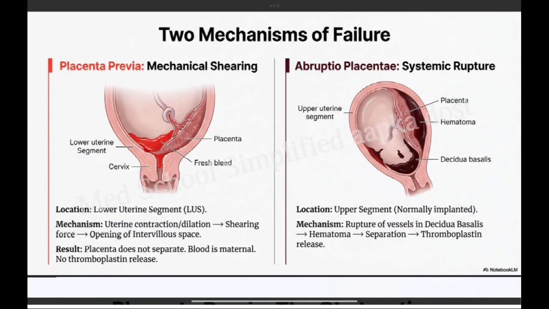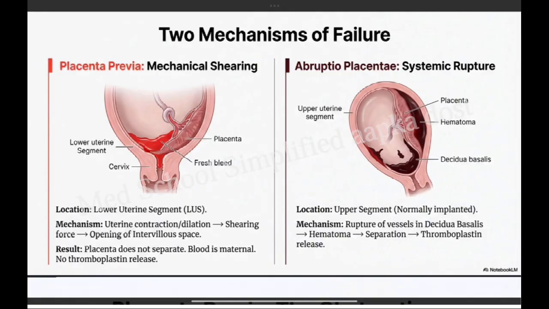In placenta previa, there is a mechanical shearing. Okay, here in the diagram you can see there is a cervix, a lower uterine segment. There is a placenta placed in the lower uterine segment, and there is a fresh bleed. What is the location of placenta previa? Lower uterine segment, and mechanism is uterine contractions or dilation. The force is shearing force, and that causes opening of intervillous space. ठीक है, the result is the placenta does not separate. The blood which is flowing out is the maternal blood, and there is no thromboplastin release.